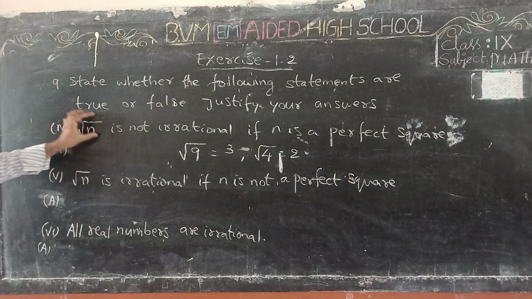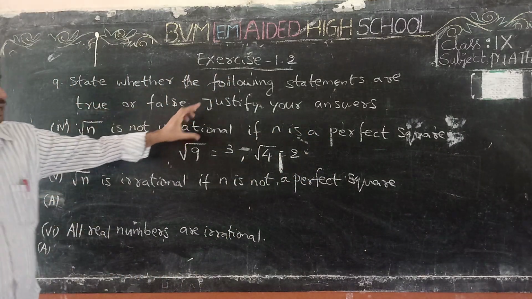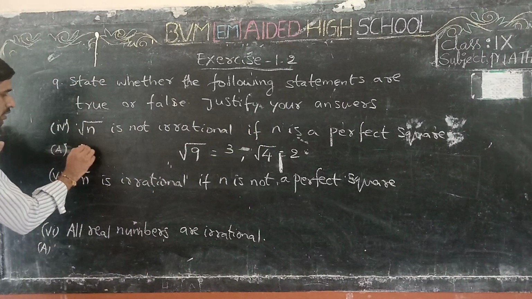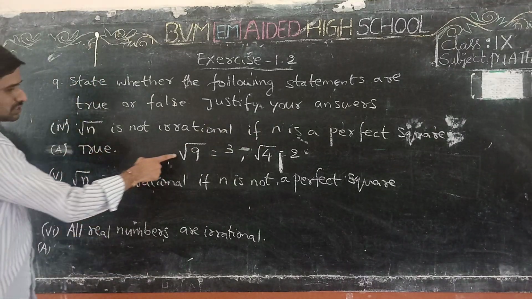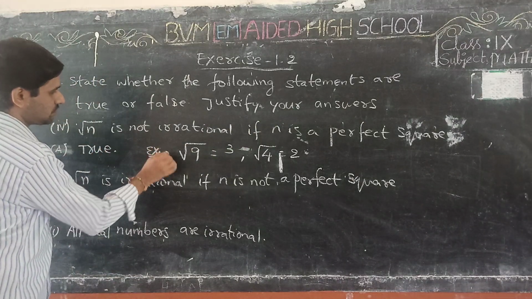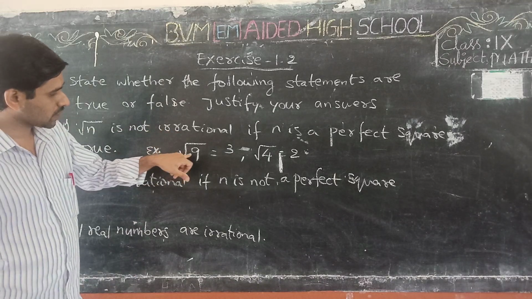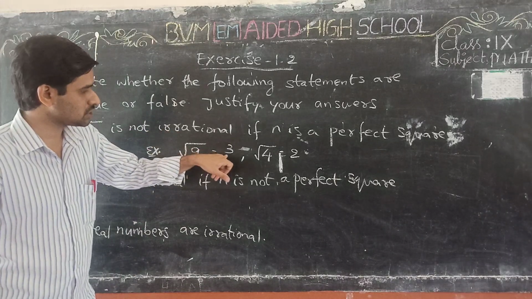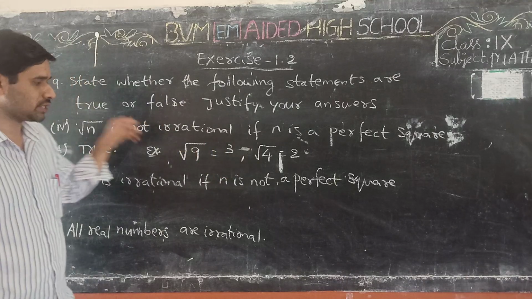So square root of n is not an irrational number if n is a perfect square. So this statement is true. This is the example for the justification. Square root of a perfect square number is always a rational number, not an irrational number.